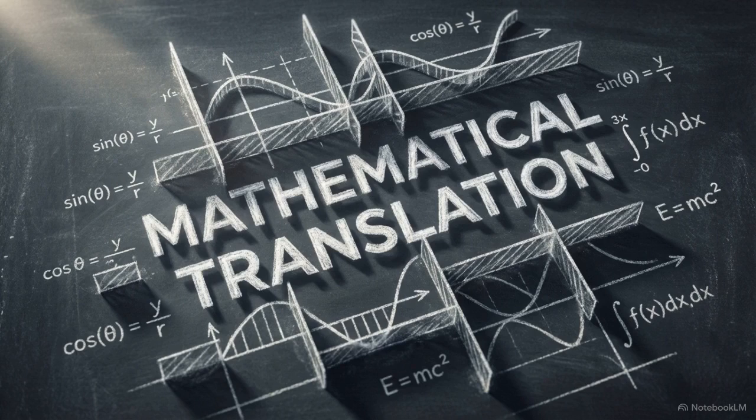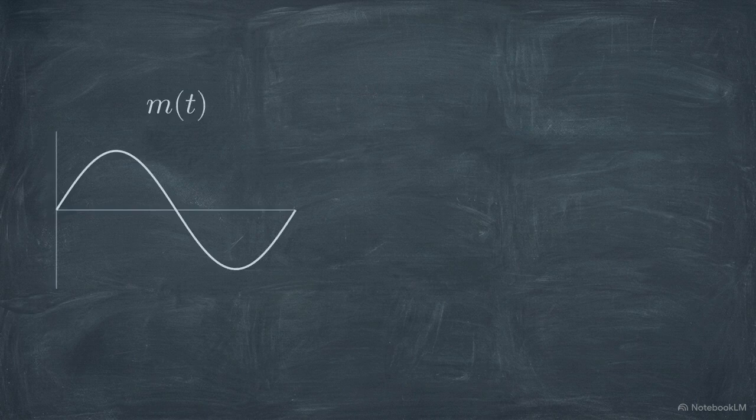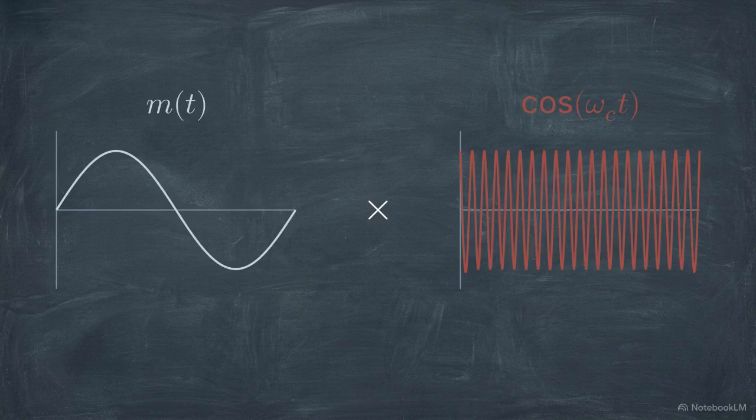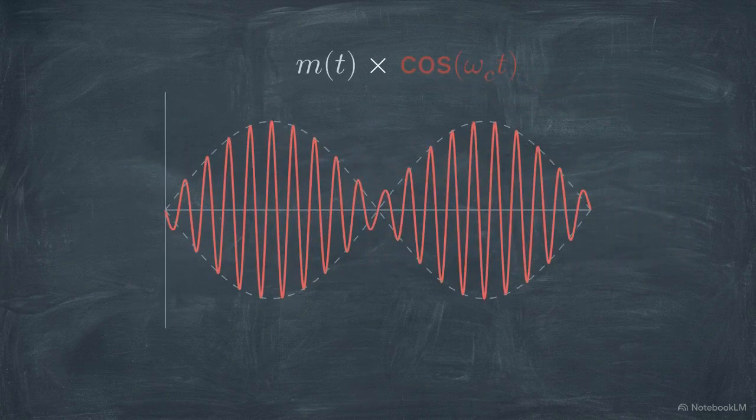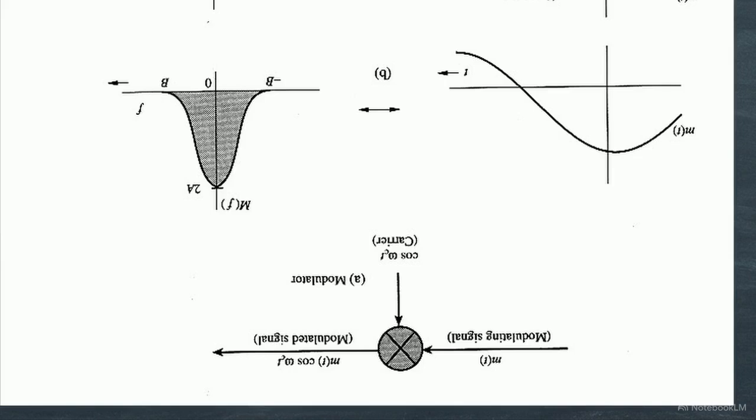The clearest way to see this translation in action is through linear double-sideband suppressed carrier modulation, or DSB-SC. The operation itself is remarkably straightforward. We take our original baseband message signal, m(t), and multiply it by a high-frequency carrier sinusoid, denoted as cos(ωct). This schematic shows how the operation is structured.